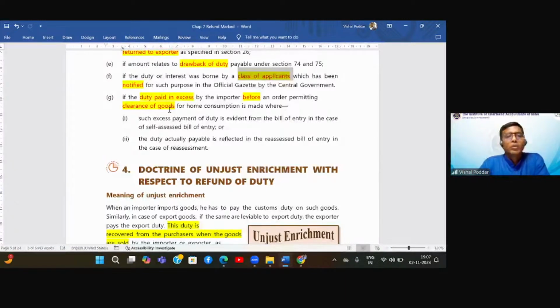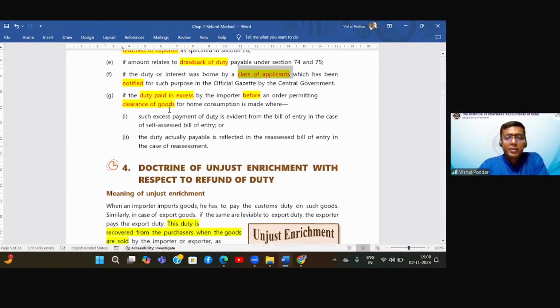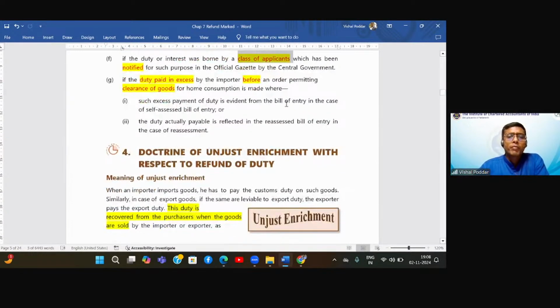In such a scenario, this particular point says that whatever excess duty payment is there, and obviously it is evident from the bill of entry or any other document which reflects duty payment, in that particular case, again, see the logic, here you are claiming the refund before the goods are finally cleared. So there is no question of duty being passed on, because you yourself have paid the duty and you are still yet to get the goods. So how have you passed on the incidence, because the goods are still with you, you are yet to take them from the customs.